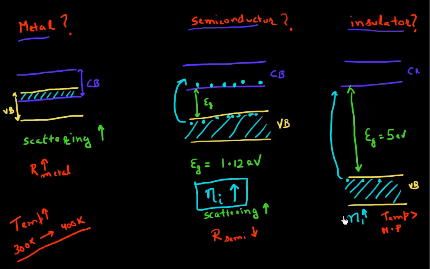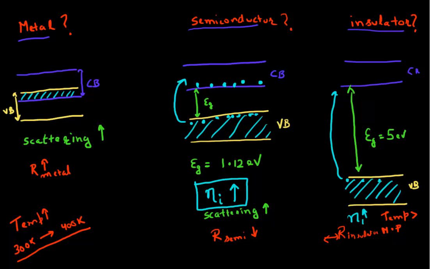But for the range in which I am conducting this experiment, that is 300 to 400 Kelvin, that temperature range is not sufficient to excite these electrons from the valence band into the conduction band. So for this temperature range, the resistivity of my insulator should more or less remain constant. So my resistivity, or the resistance, of my insulator should remain the same in this temperature range.